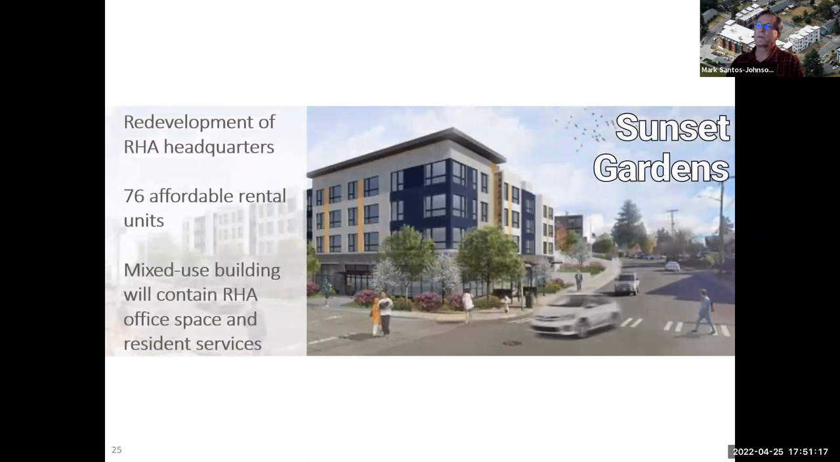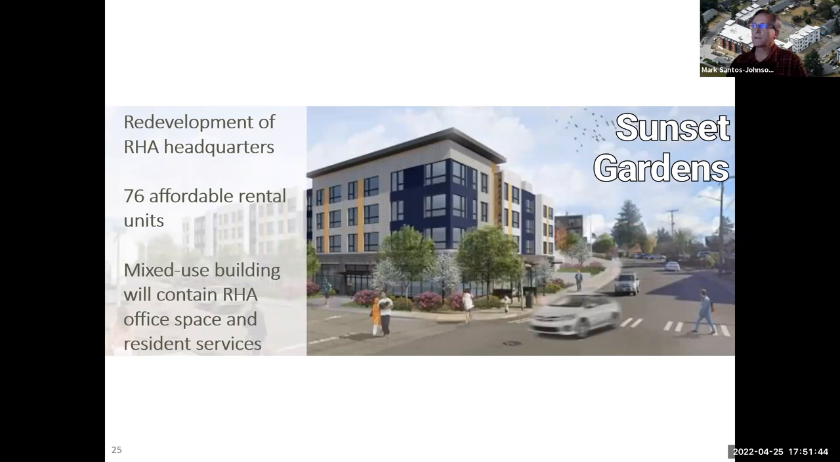A highly anticipated project is the redevelopment of the Renton Housing Authority's headquarters building in the Sunset area, one block from the Renton Highlands Library. RHA plans to start construction later this spring and complete the project in fall 2023. The new mixed-use building will include 76 units to serve veterans, elderly persons, and persons with disabilities affordable at either 30 or 50% of AMI.